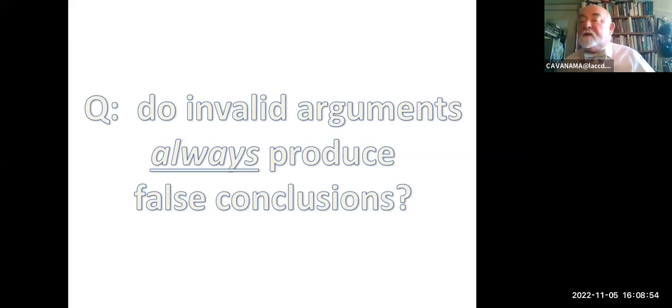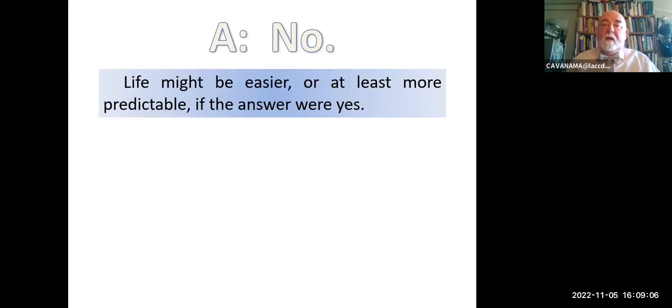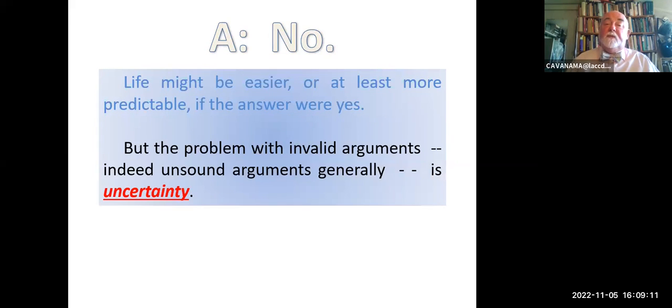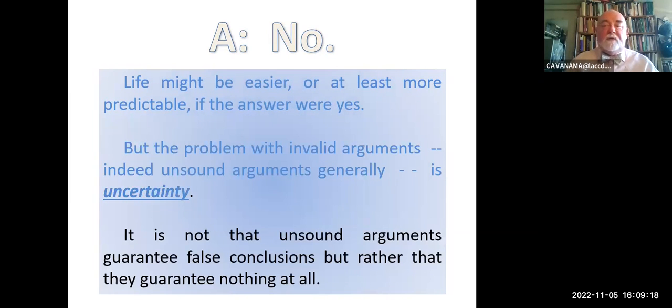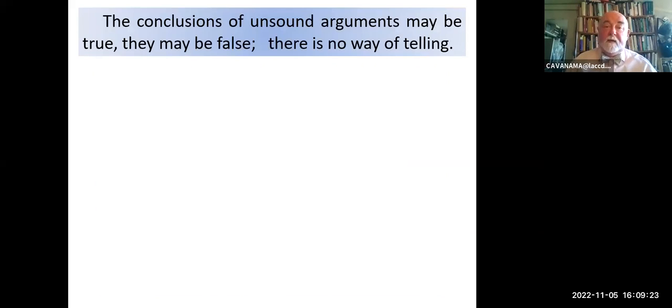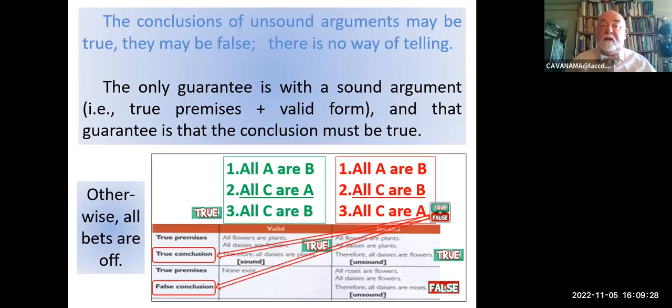Now, ask the question another way, and this is important. Do invalid arguments always produce false conclusions? This may be counterintuitive, but the answer is no. Life might be easier, or at least more predictable, if the answer were yes, but the problem with invalid arguments, indeed with unsound arguments generally, is uncertainty. It's not that unsound arguments guarantee false conclusions, it's rather they guarantee nothing at all. The conclusions of unsound arguments may be true, they may be false, there's just no way of telling.